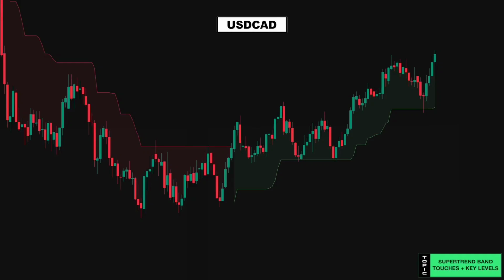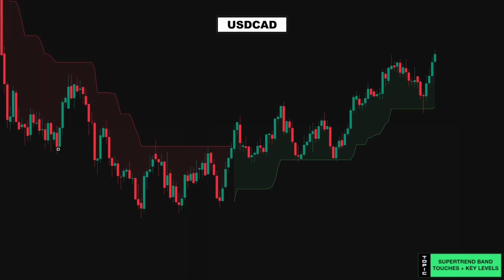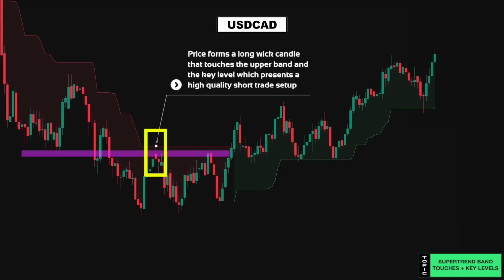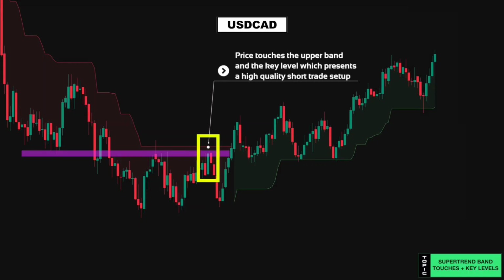This is the dollar-CAD currency pair. Price is in the red of the super trend, so you are looking for short trade setups. This reversal point gives you a key level. As price comes up, it forms a long wick candle that touches the upper band and the key level, which presents a high quality short trade setup. Again, price comes up and touches the upper band and the key level, presenting another high quality short trade setup.